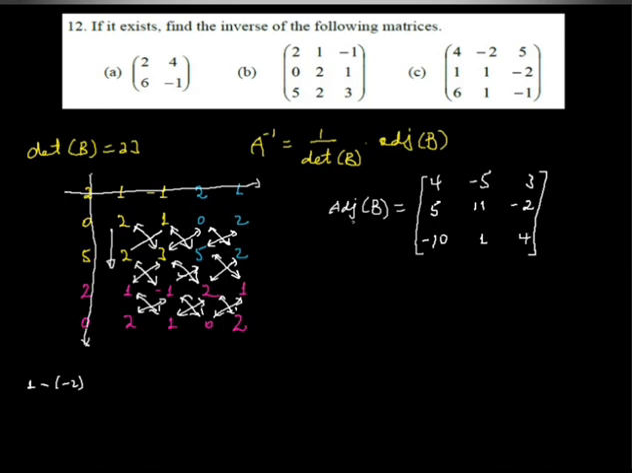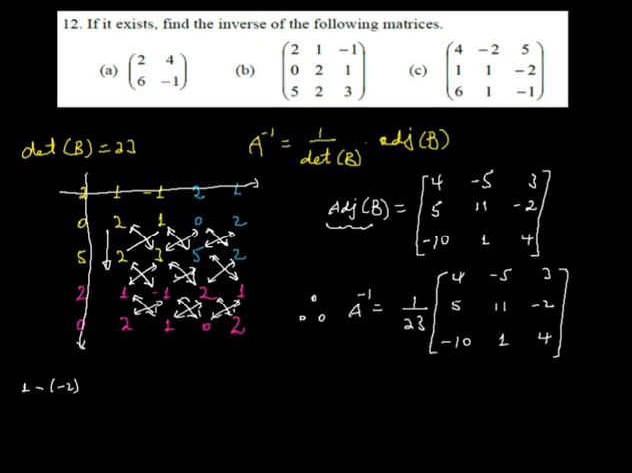So this is the adjoint, right? Therefore A inverse is equal to 1 over the determinant of the matrix times the adjoint of the matrix, which is 4, minus 5, 3, okay this is 3 here, 5, 11, minus 2, minus 10, 1, 4. You see, this is a very short and easy way. Since we named our matrix B, write the A inverse I mentioned here as B inverse, so that our notation is consistent. Let us denote this as B inverse.